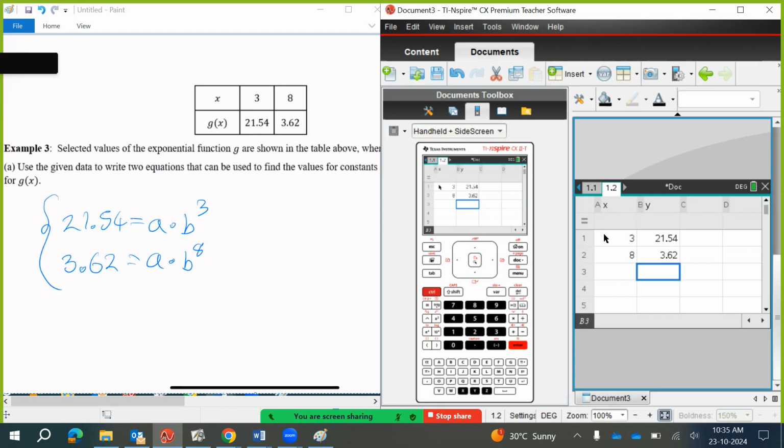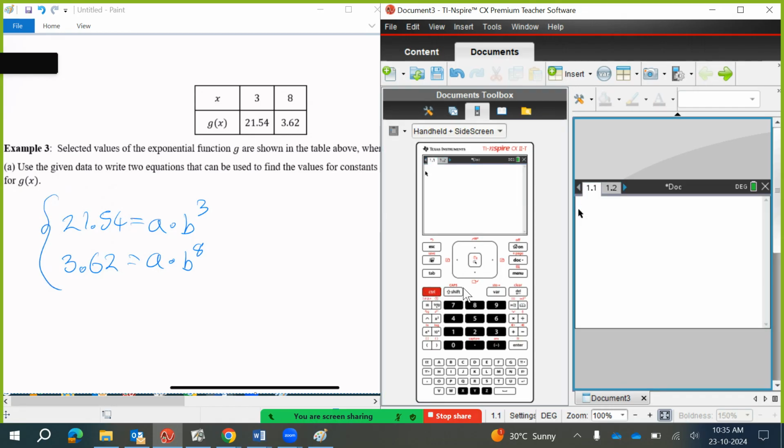Are we ready? Everybody ready? All right, so next up, press Control and then left, and you'll move back to the calculator page.